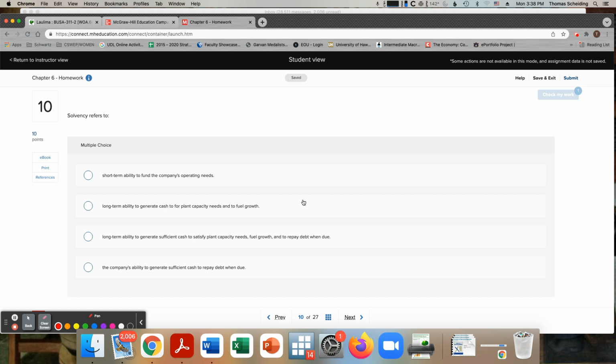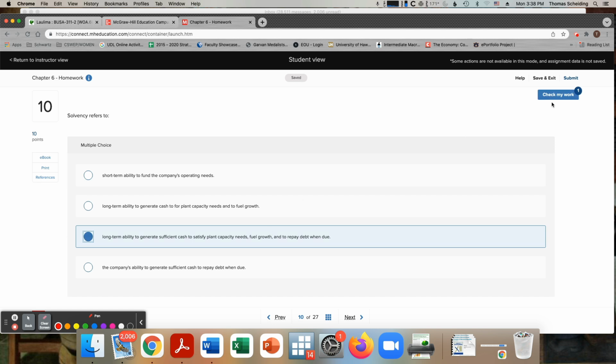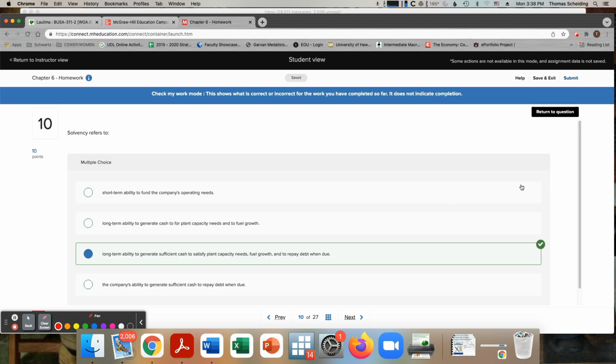Solvency. Okay. What is solvency? Well, this is definitional. It's how am I able to pay back things that I need to over the long run? So it's my long-term ability. It's not my short-term ability, so it can't be this. And there has to be a time frame here, so it's not this. It is my long-term ability. Is it just to generate cash for my plant capacity needs and fuel growth? Or is it plant capacity needs, fuel growth, and repay the debt? It's all three of these. And this is just definitional of what solvency is.